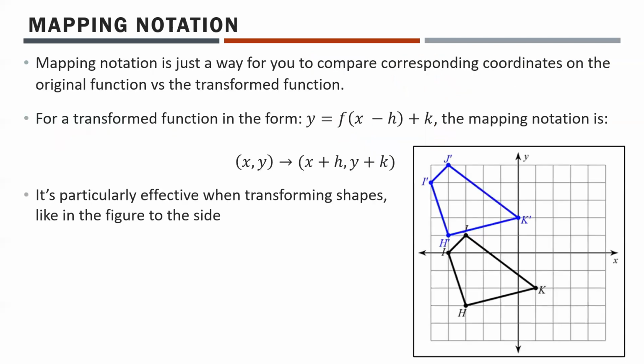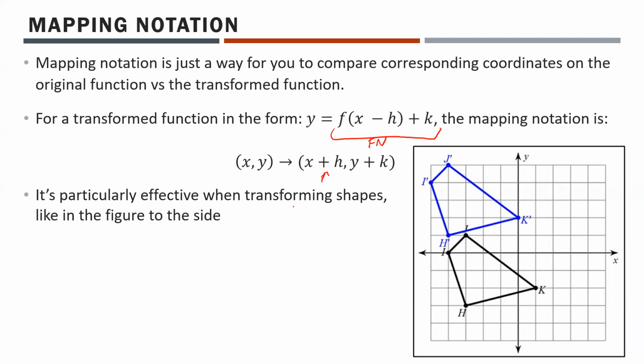Now, mapping notation, the reason we care about this is it's just a way for you to compare corresponding coordinates on the original function versus the transformed function. So what it's really useful for is transforming a shape one coordinate at a time. So for a transformed function in the form y equals f of x minus h plus k, in other words, a normal function notation, the mapping notation that corresponds to this would be x, y becomes x plus h, and then y plus k. The y isn't really a big surprise, right? Remember even before when we learned about this, I said if you're adding 7 on the outside, clearly you went up by 7. It isn't a huge surprise, right?